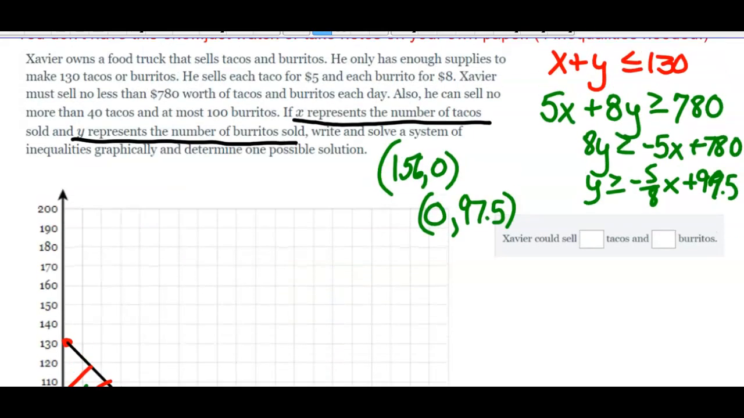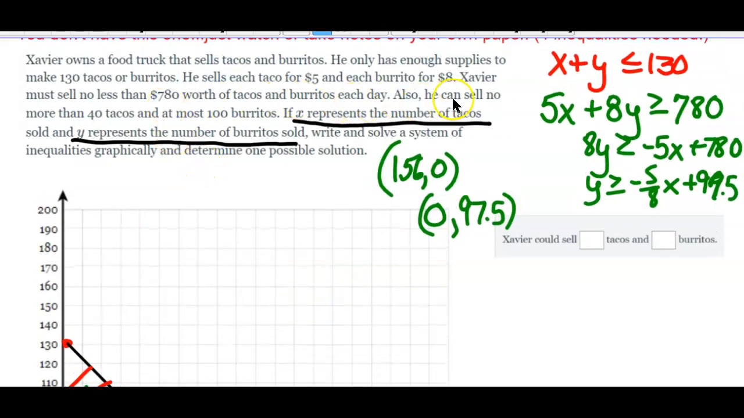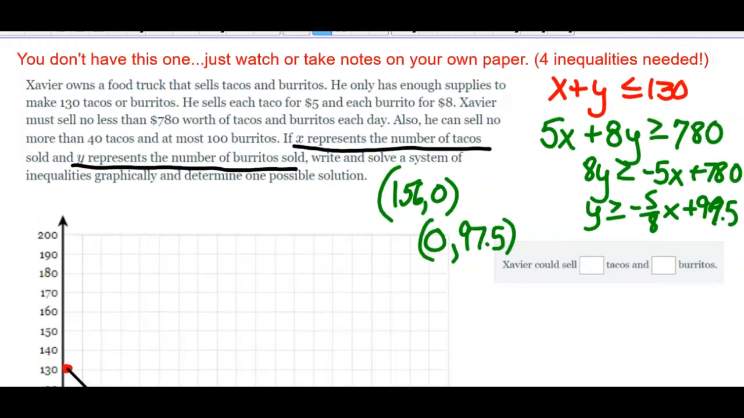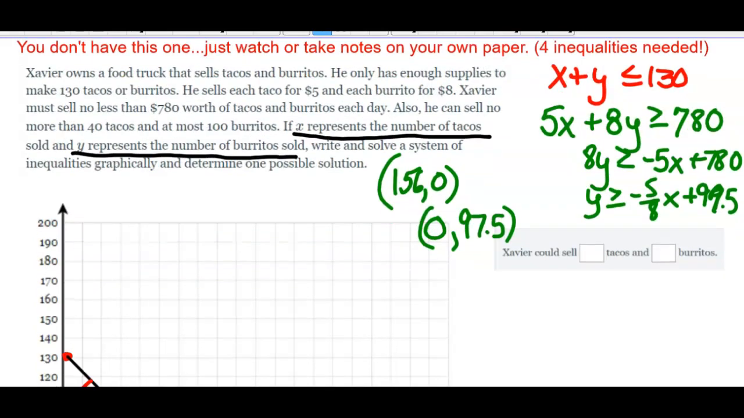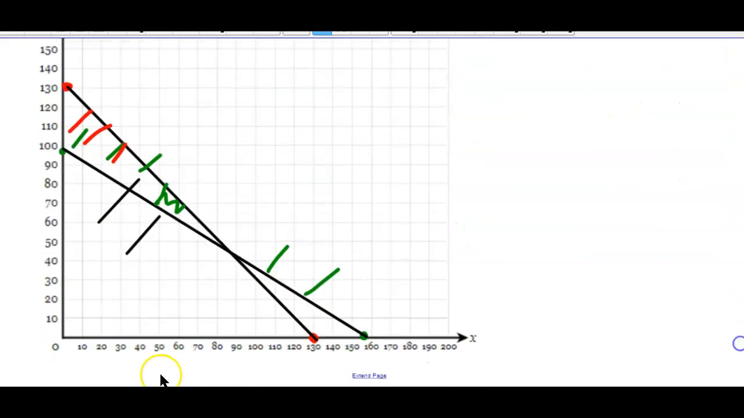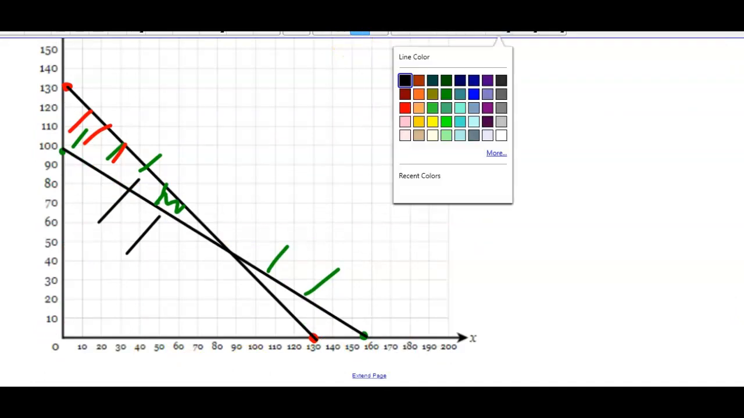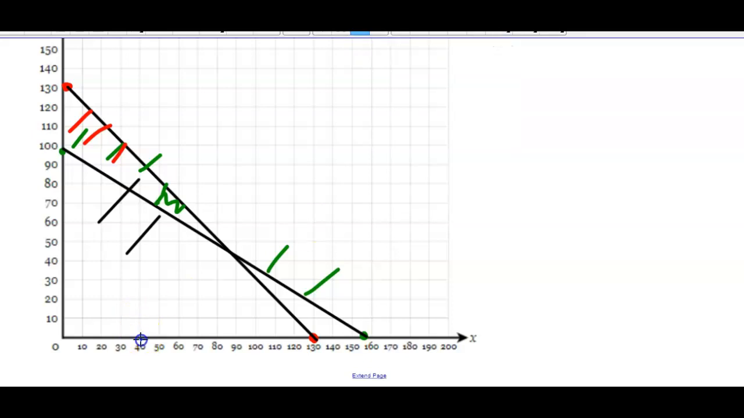If we go back up here, it says he can sell no more than 40 tacos. So tacos is X, and X has to be less than or equal to 40. That is an X equals line, which means we have a vertical line. I'm actually going to change the line to blue here. That goes here. And it must stay less than that line. So now he's down to this little space in here.